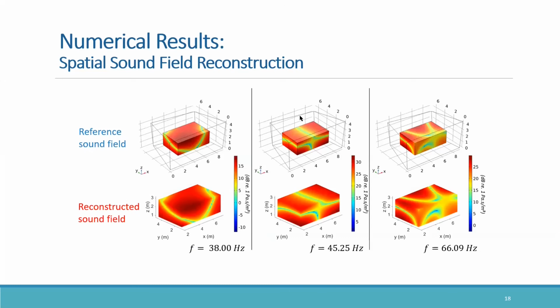For example, in this case, we have 3 different examples. The second and the third one are actually 2 other eigenfrequencies of the room. And that is why you can actually see very clearly the mode shapes of the room at these 2 eigenfrequencies. But we also try to reconstruct the sound field at a frequency in between 2 different eigenmodes. And as you can see, you also have very good accuracy for this reconstruction as well.